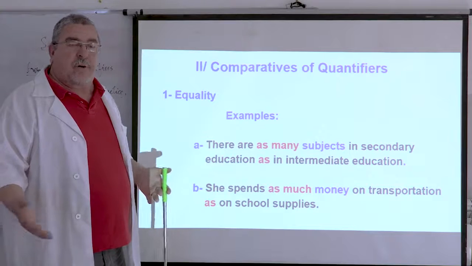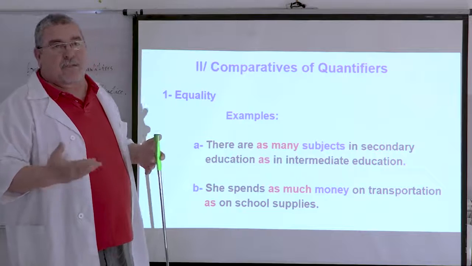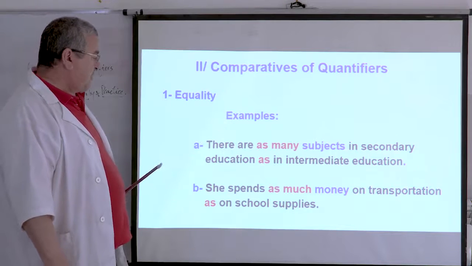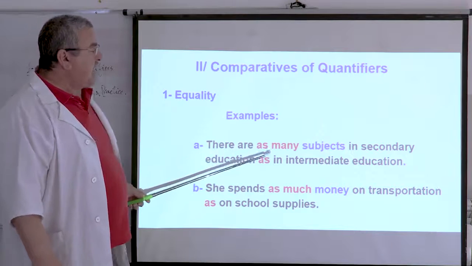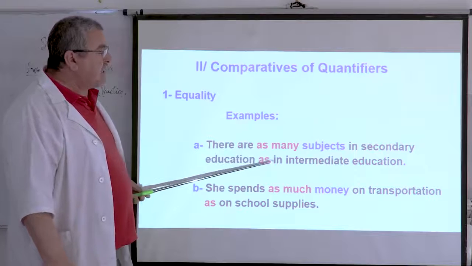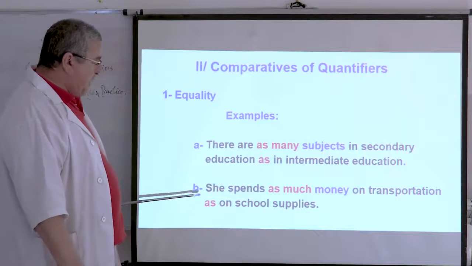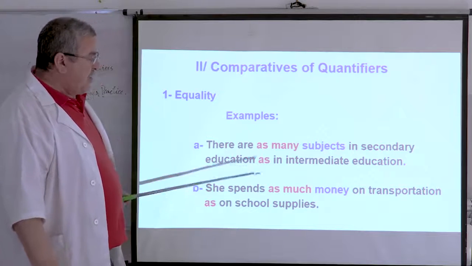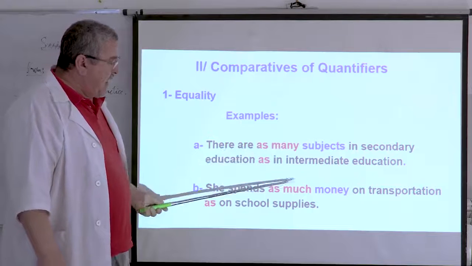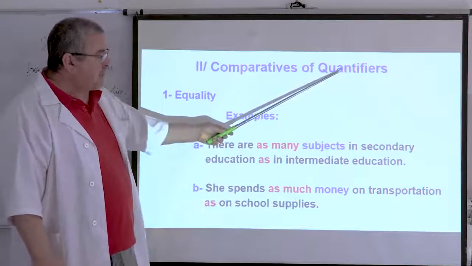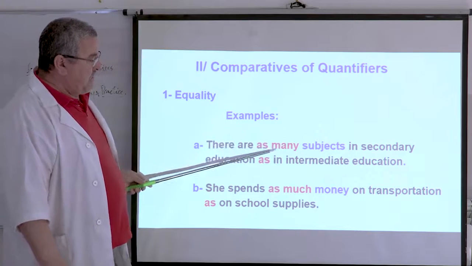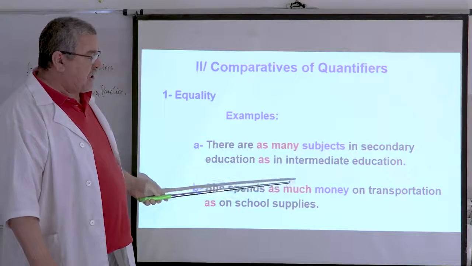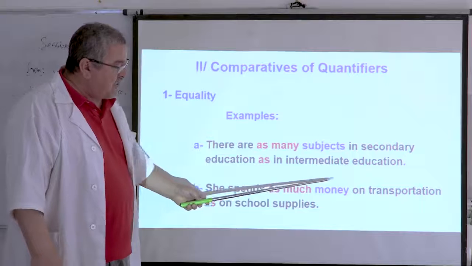You know, when you want to compare, you can use adjectives, and we can also use quantifiers. So let's start with quantifiers of equality. We have two examples here. There are as many subjects in secondary education as in intermediate education. B, she spends as much money on transportation as on school supplies. Now, you see that many and much are the quantifiers we are talking about. The difference is that many goes with countable nouns, subjects, and much goes with uncountable nouns, which is money.